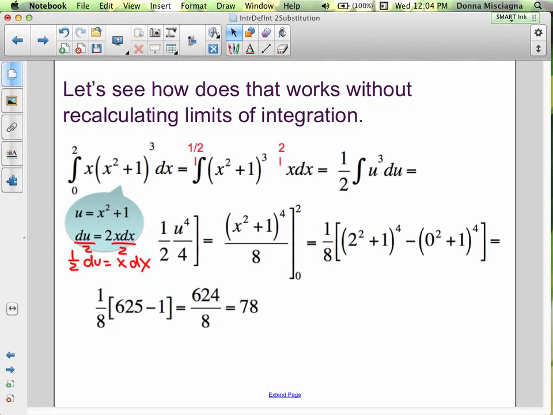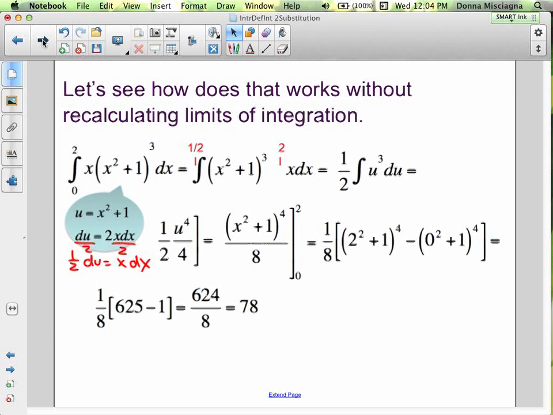So 6, oh, minus 1. I forgot all about the 1 over there. It's a good thing we didn't just put 0 in there. I almost forgot about the 1. So 625 minus 1, there's a 1 left over there. That gives us 624/8, which reduces to 78. So this is replacing the u back again with the original function and keeping the limits.